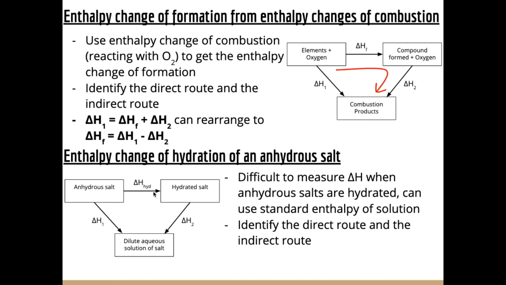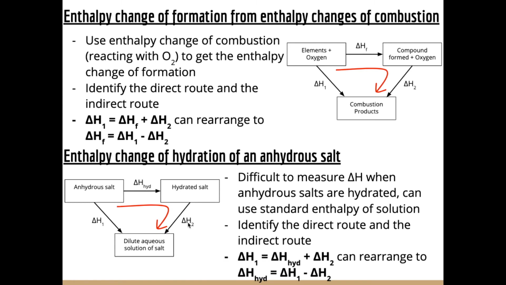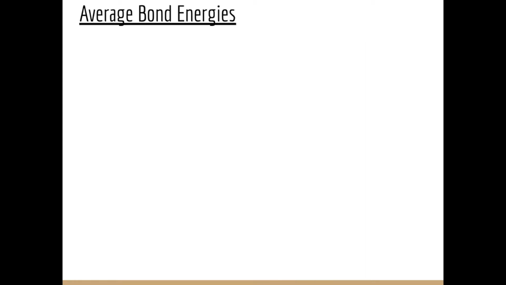So the indirect route would be that arrow plus that arrow. So the indirect route would go around like that. The direct route would be that. Therefore, the direct route delta H1 is equal to delta H of hydration plus delta H2. Rearrange that to get delta H of hydration is equal to delta H1 minus delta H2. You beauty. Okay, average bond energies.